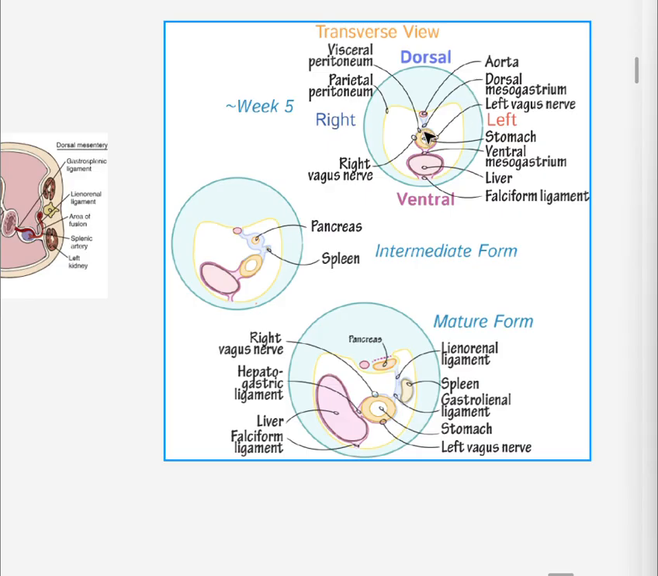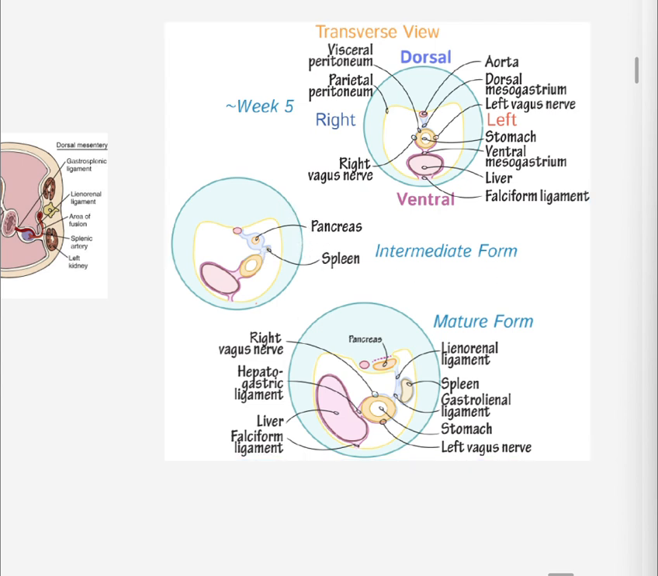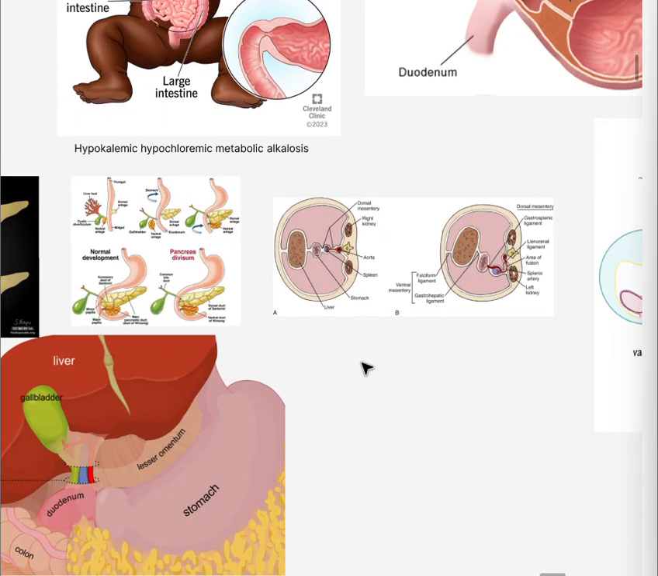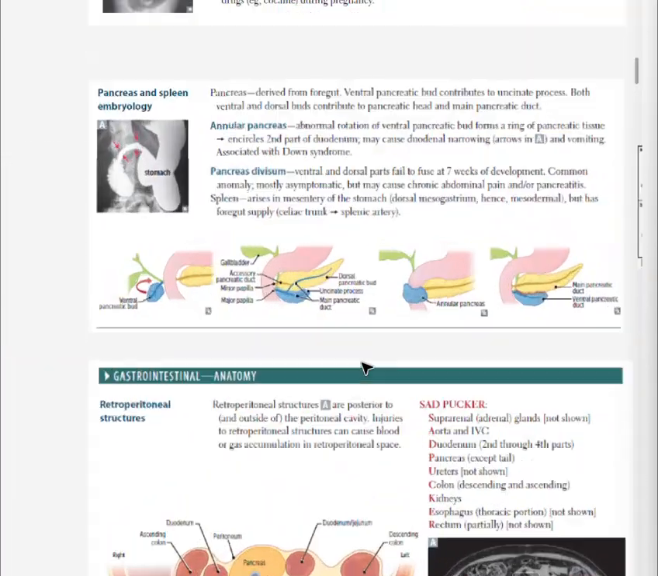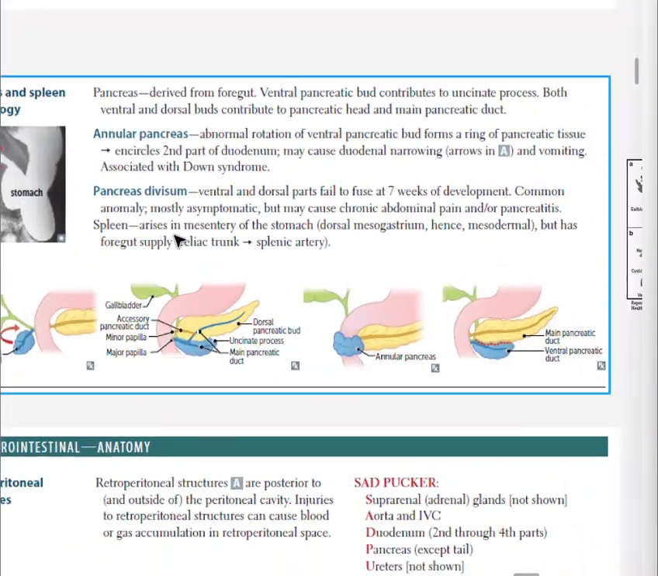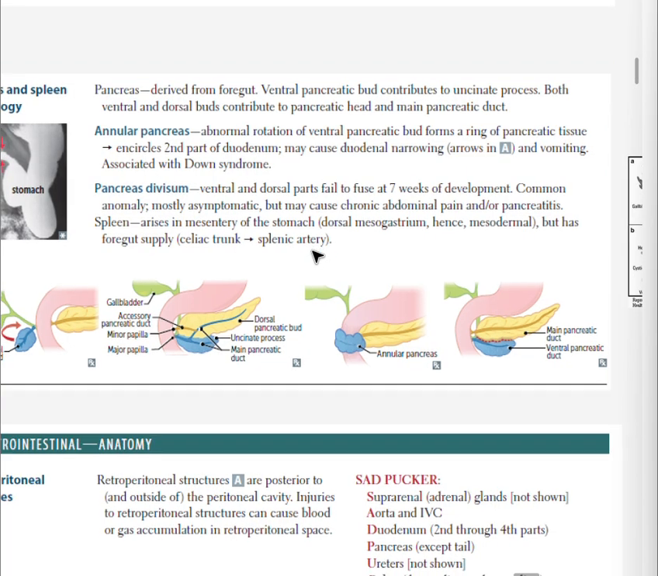So it gets its blood supply from the celiac artery. The celiac artery gives off the splenic artery. This is a classic exam trap. The spleen is mesodermal, but it's supplied from the foregut artery, and the foregut artery is the celiac trunk. Remember that. So that is something you should know. Coming back to our little line here, the spleen arises in the mesentery of the stomach, the dorsal mesogastrium, hence it's a mesodermal organ but has foregut supply. Think, celiac trunk gives off the splenic artery.